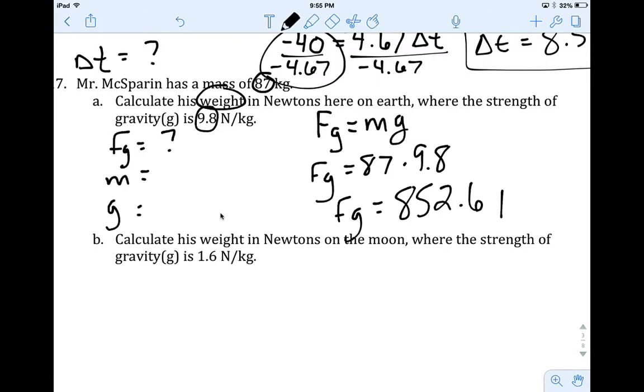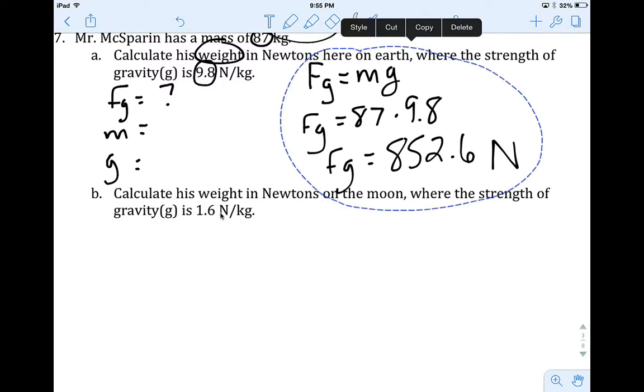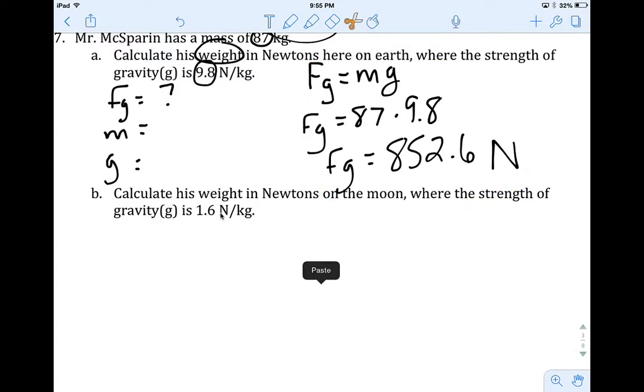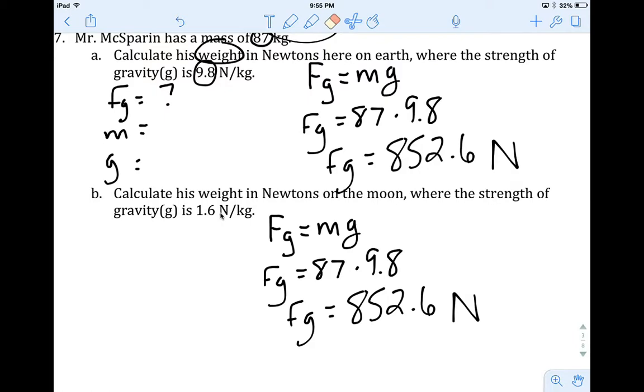All right, now here's what I'm going to do. This says calculate his weight in newtons on the moon. Well, I know it's the exact same stinking process. Actually, here we'll do this. We'll copy it. We'll paste it. But I know that now, instead of 9.8, I'm just going to use 1.6. That comes from right here. It's the same problem, but with one number different.